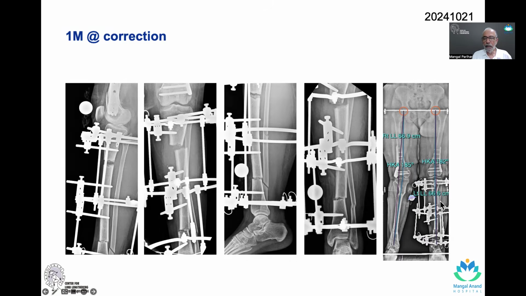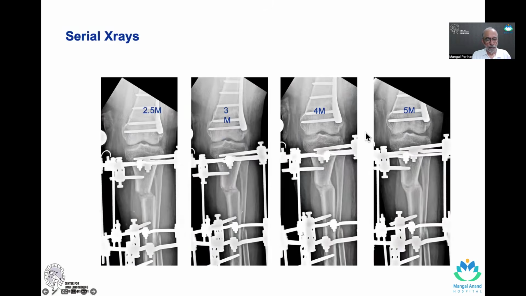You can see the dark blue lines are what we call the HKA, hip knee angle, which was 182 on the left and 185 on the right. And the lengths were practically equal. One was 66.9 centimeters, the other was 66.6 centimeters. So practically speaking, they are equal.